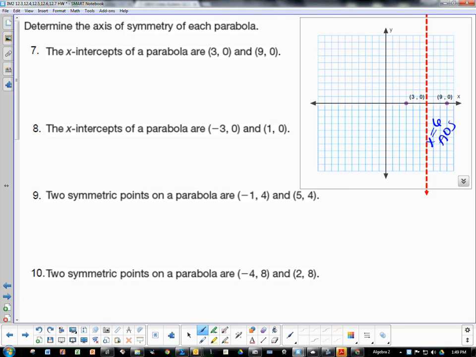Now we have a formula for that. And you have to think about this. Look, if you're going to find directly between two things, well, what you do is you average them. You add them and then divide by how many values you're adding. So watch what we can do. Let's come over here and do this. I'm going to take 3 plus 9, and I'm going to divide them by 2. I'm finding the middle. This happens to be 12 divided by 2, which is 6. So my axis of symmetry is x is equal to 6.